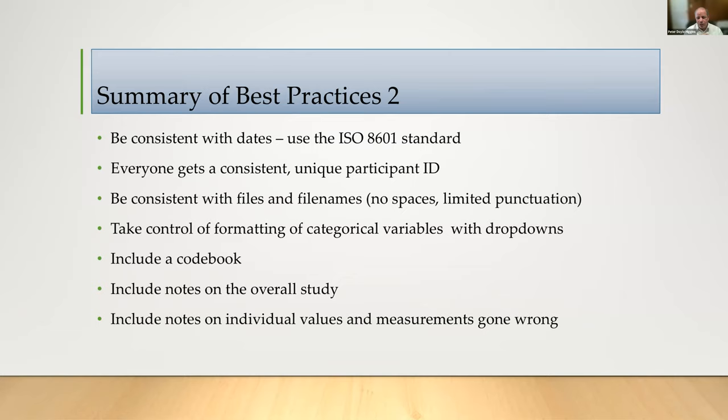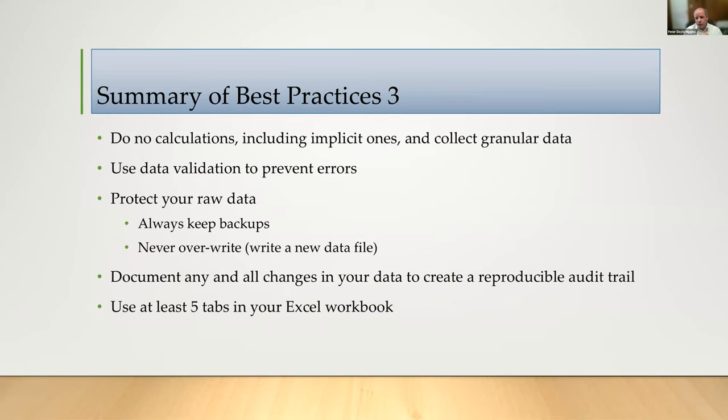Be consistent with files and file names, no spaces, limited punctuation. Take control of formatting of categorical variables with dropdowns. Include a codebook. Include notes on the overall study. Include notes on individual values and measurements gone wrong. Do no calculations, including implicit ones, and collect granular data. Use data validation to prevent errors. Protect your raw data. Always keep backups. Never overwrite your original raw data. Document any and all changes in your data to create a reproducible audit trail. And use at least 5 tabs in your Excel workbook with this model.